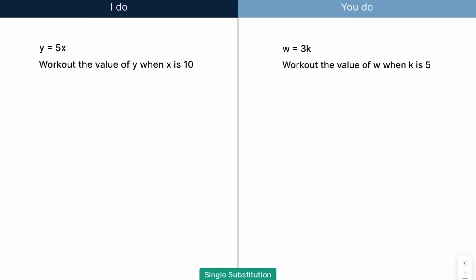So the way my videos work, I'm going to do the example on the left, which is "I do". You are then going to press pause and have a go at the example on the right, which is "you do". And at the bottom of the slide, you can see the type of example it is.